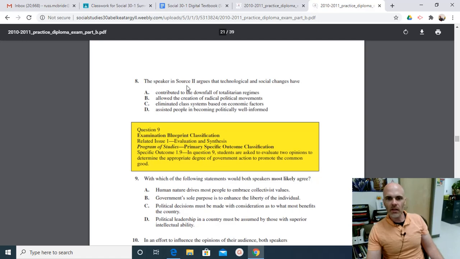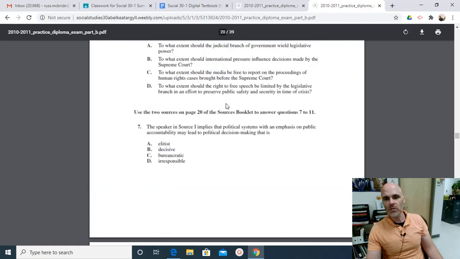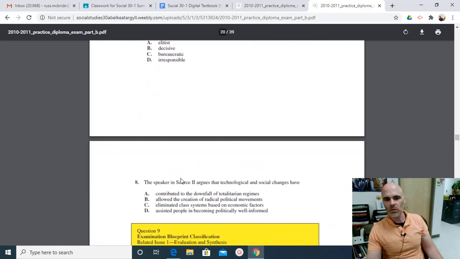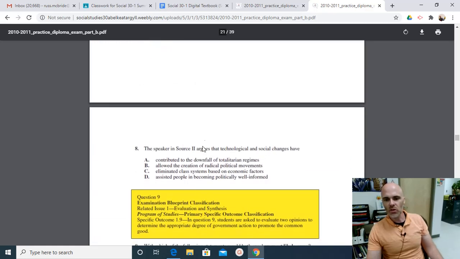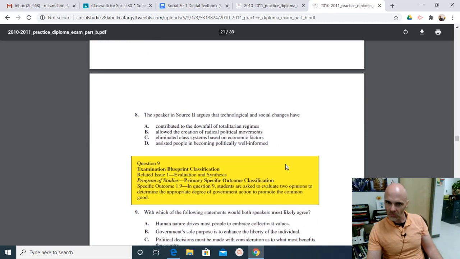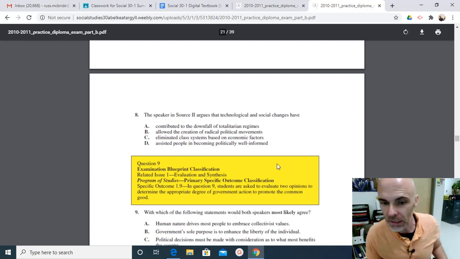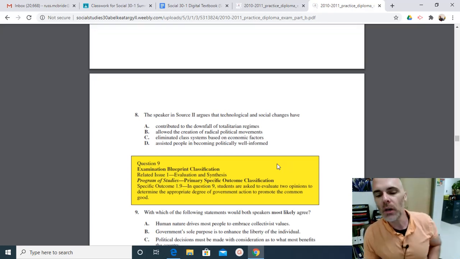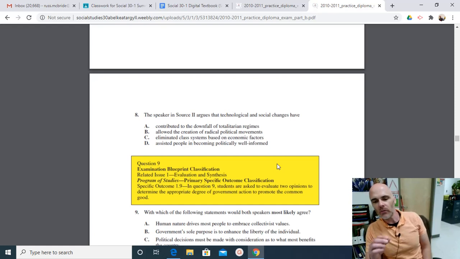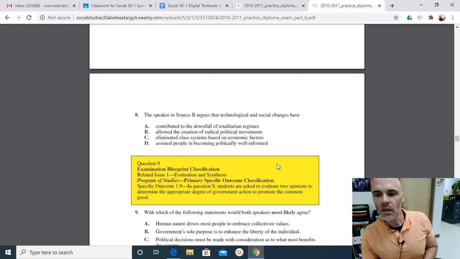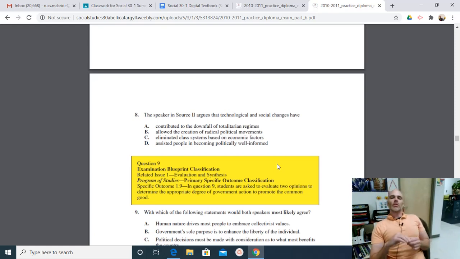The speaker in source 2, again, I haven't read source 2 yet because I didn't want to read both and then have to go back and say, okay, which was which. The speaker in source 2 argues that technological and social changes have done something. Let's go and take a peek. But before we take a peek, let's preload some things that we could be looking for. Speaker in 2 argues that technological and social changes, okay, I get what that means, have contributed to the downfall of totalitarian regimes.